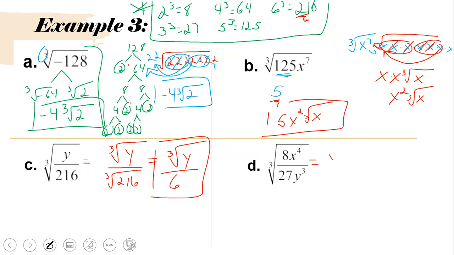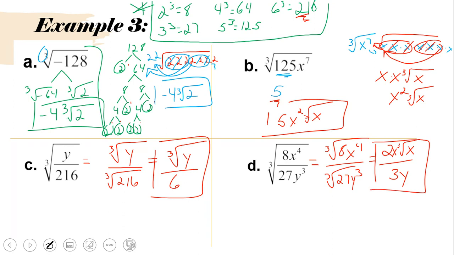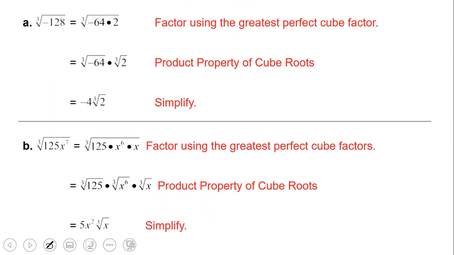Here, let's split it up. Cube root of 8x to the 4th over cube root of 27y cubed. Our numerator is going to become 2x cube root of x. And on the denominator, we're going to have 3y. And there's my final answer. And again, same answers that we just got here.